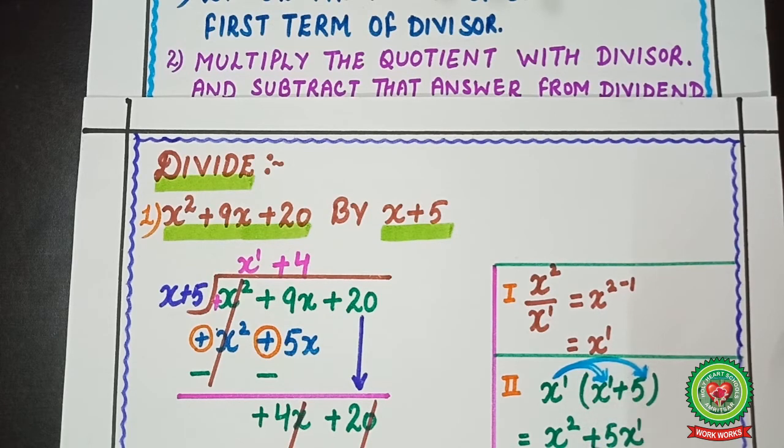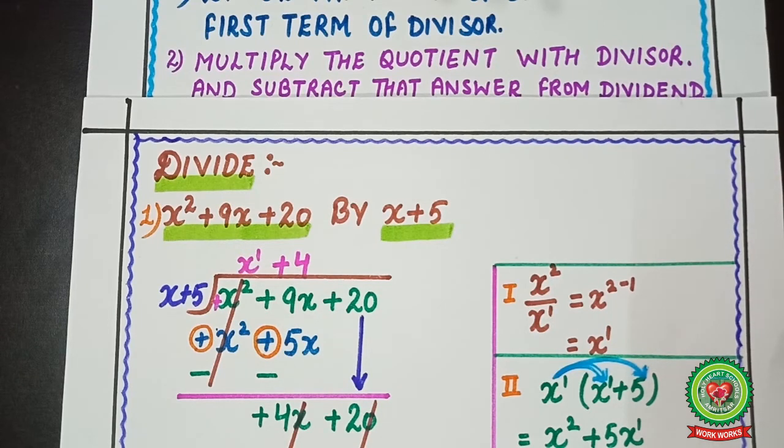Next is plus x raised to power 1, that is 5x raised to power 1. Right? If you're not writing x raised to power 1, it hardly matters. If you're writing it simply as 5x, it is also okay. So you got your answer. So you have to follow the second line.